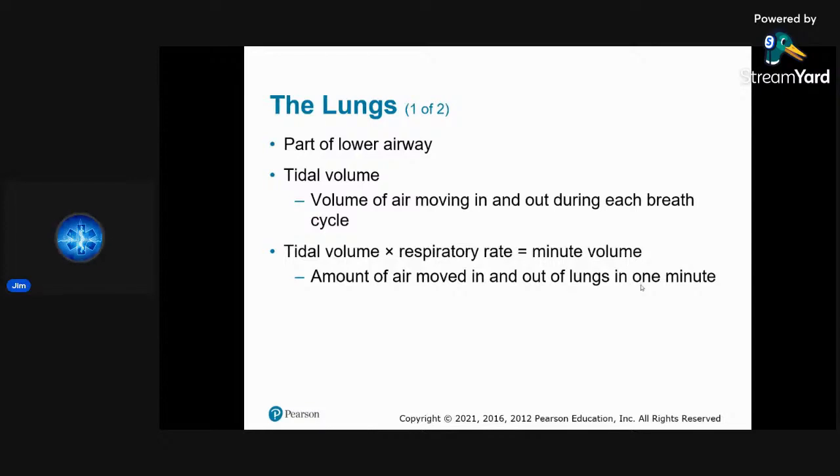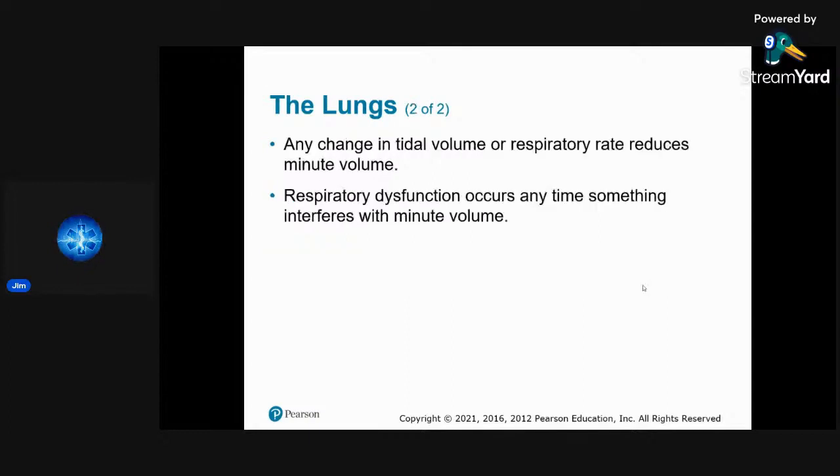So, for example, if Mr. Joe Blow is breathing in a total tidal volume of 500 ml and he's breathing 12 times a minute, we've got a minute volume of 6,000 ml. Any change in this tidal volume or the respiratory rate can reduce the minute volume. Makes sense, right? If I breathe in less, but at the same rate, I'm going to be taking in a lower minute volume. And vice versa. If I breathe in more, I'm going to have a higher minute volume.